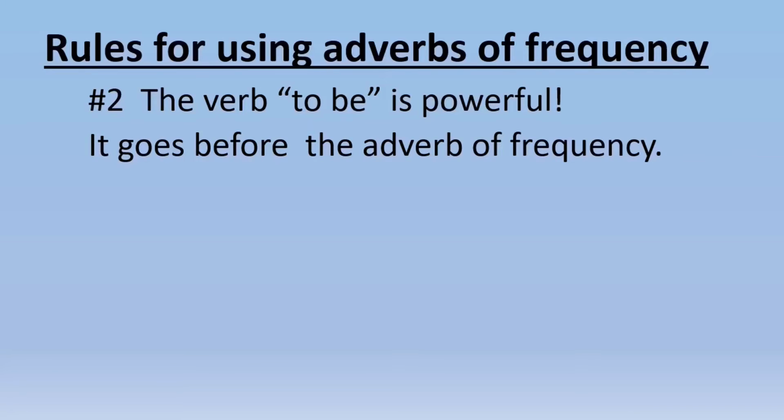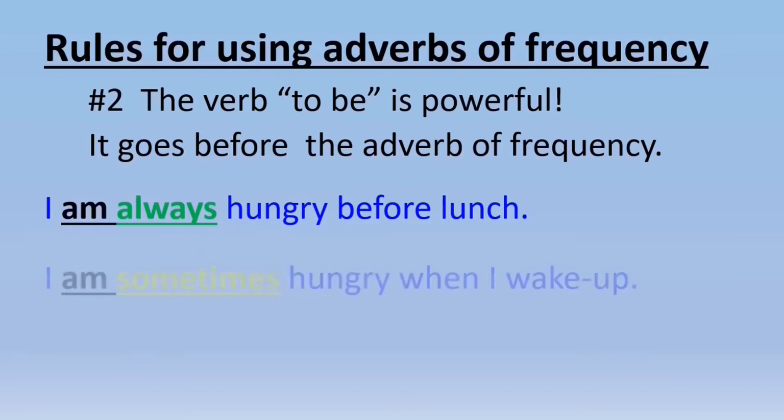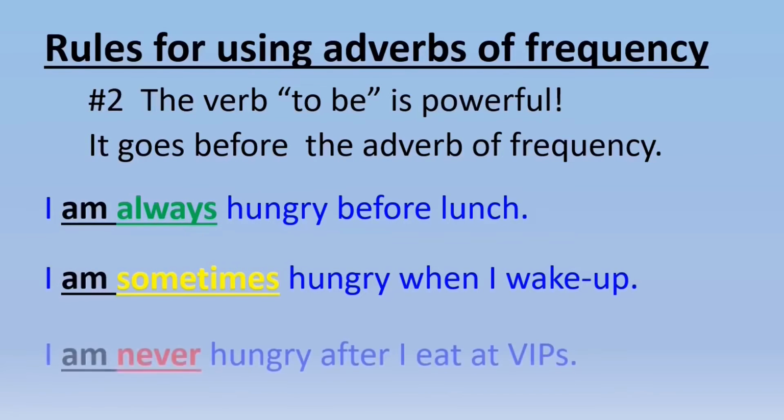The second rule for using adverbs of frequency is the verb to be is powerful. It goes before the adverb of frequency. For example, I am always hungry before lunch. Always comes after the verb to be because the verb to be is powerful.